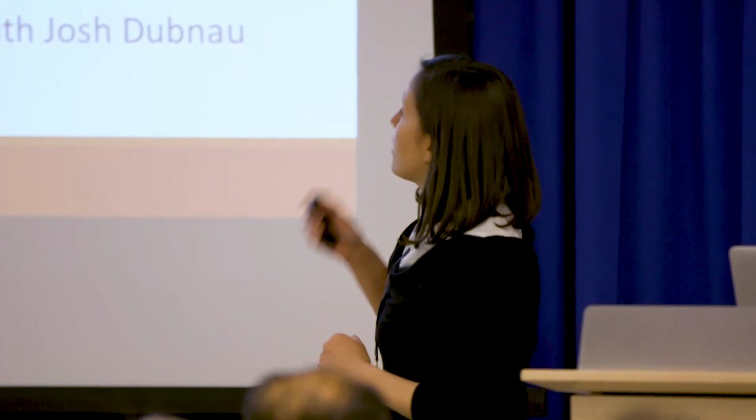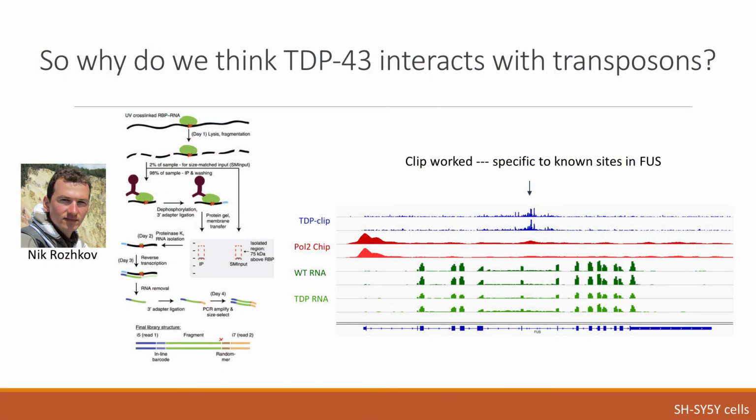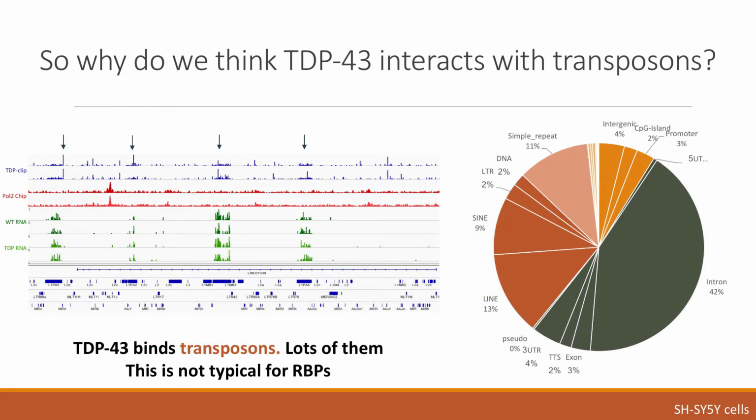And this is all work that was started in collaboration with Josh Dubnow, an excellent collaborator of mine who is at Stony Brook now, and done by my postdoc, Nick. The CLIP-seq worked, so we got the known binding sites for TDP43 and FUS. That's sort of one of its known targets, right? I can tell you that that worked. And in addition to that, it turns out that TDP43 binds transposons, and it binds lots of them. And this is really not typical for your average RNA binding protein, right? So here are the CLIP-seq reads piling up on these LINE-1 elements as they're dispersed throughout the genome, right? And this is really uncommon.